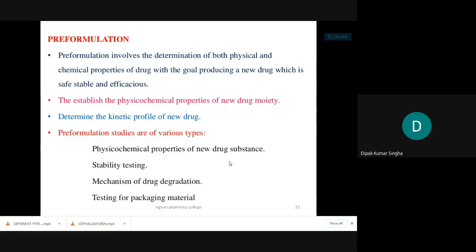Obviously, before a material is incorporated and stored in a product, that will be tested. Otherwise, you would not know which one is suitable. Suppose you just keep a drug solution in the packaging material, the drug will be lost. So before it is kept in the container, it will be studied which drugs kept in which containers is suitable. So that is called the pre-formulation study.